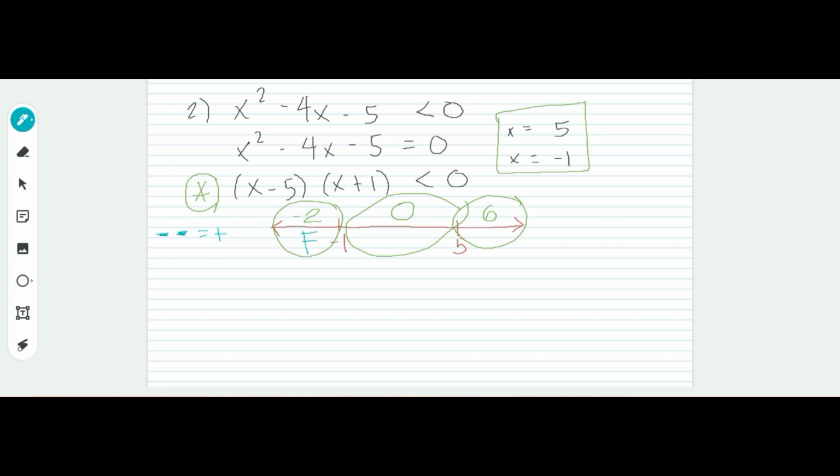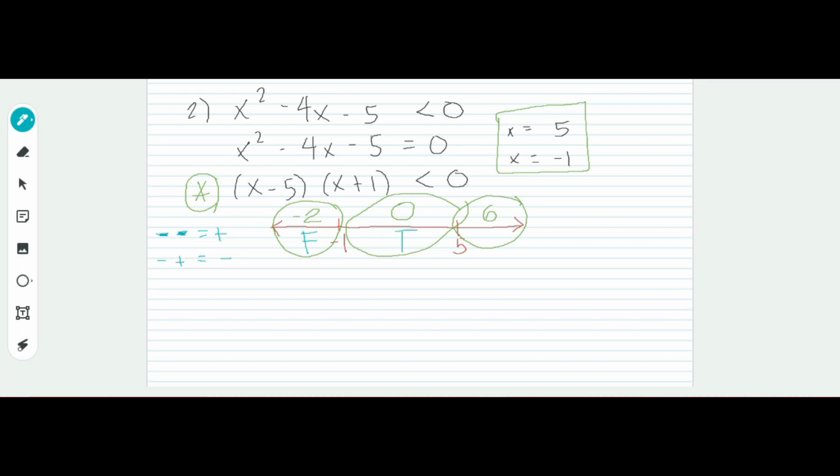For the 0, when you put it here, 0 minus 5, the answer is negative. 0 plus 1, the answer is positive. Right? Negative times positive is equivalent to negative. Any negative number, again, we do not need the exact answer because we're only comparing it to 0, whether it's less than 0 or greater than 0. So, is a negative number less than 0? Any negative number is always going to be less than 0. So, the answer will be true.